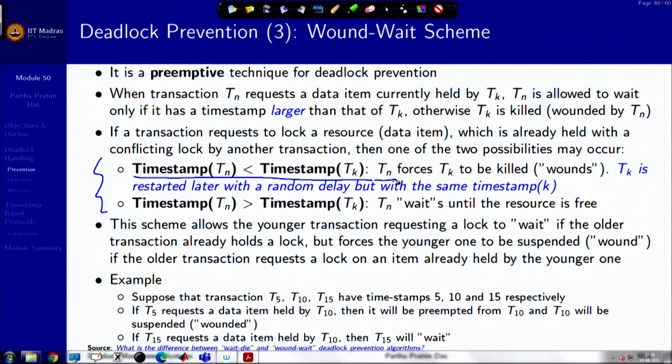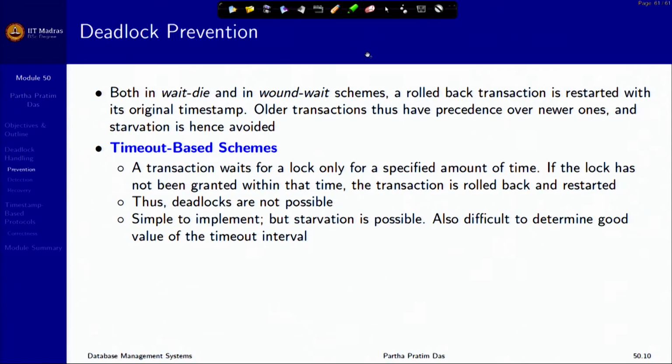So, the Tn forces Tk to be killed because Tn is senior in the timestamp, and again Tk is started after a random delay with the same timestamp. Otherwise, the Tn will wait until the resource is free, right. So, this is the preemptive scheme called wound and wait scheme. Again, small example, you can see it for yourself. So, these are very nice simple schemes to ensure that deadlock will be prevented.